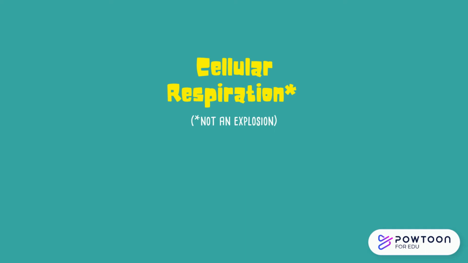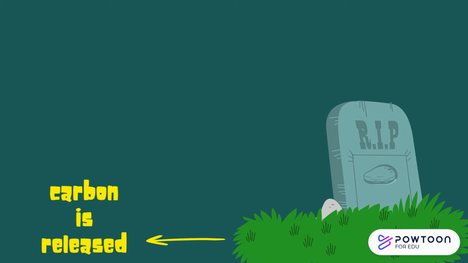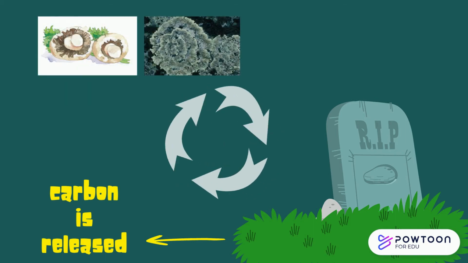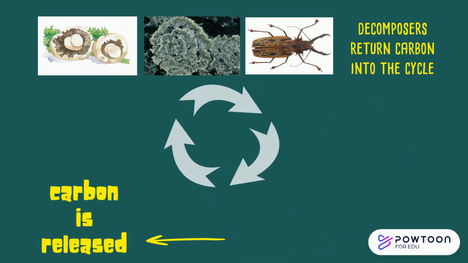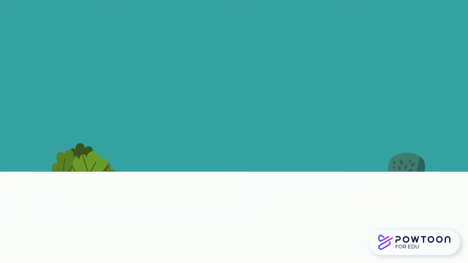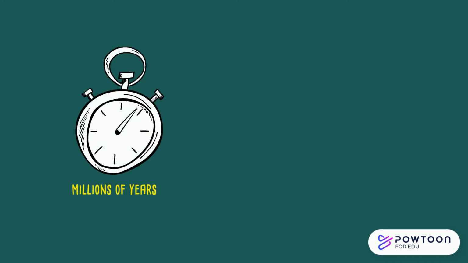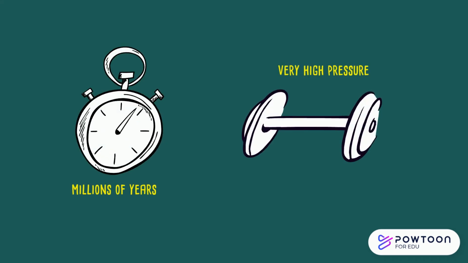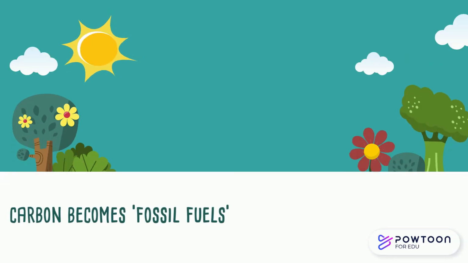But there's more. When living things die and decay, their carbon is released. Some carbon re-enters the cycle as decomposers break down these tissues. But carbon can also be stored here, underground, in a carbon sink, a long-term storage site for carbon. Given the right circumstances, millions of years and very high pressure, the carbon from dead animals and plants becomes what we know as fossil fuels.